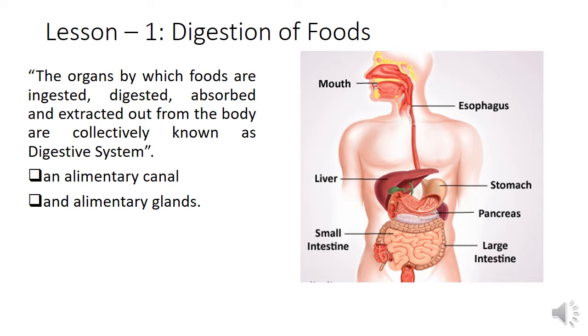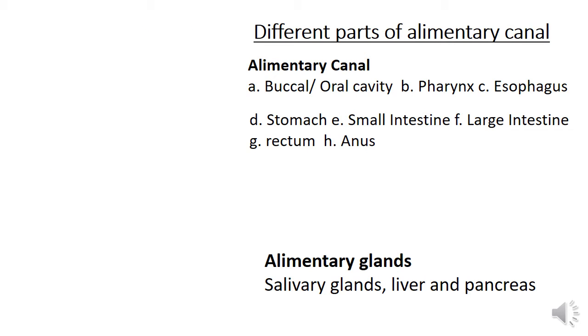So these are the functions of the digestive system, and here we see that two things are very important and involved: the alimentary canal, and the alimentary glands. Now let's go to the details. Now we will come to know the different parts of the alimentary canal.